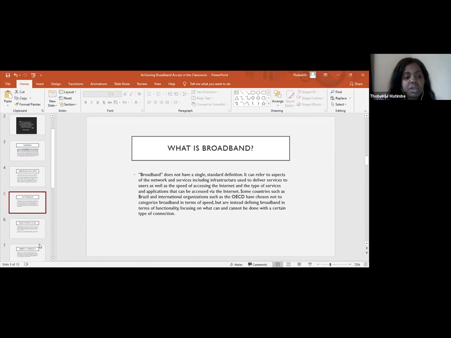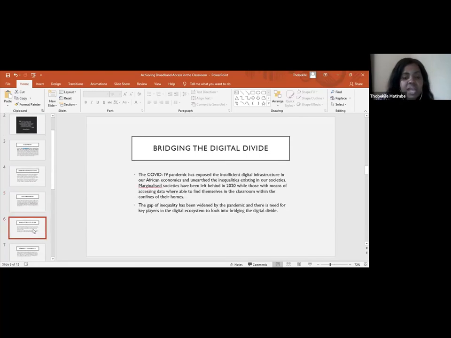So how can we ensure that we have good broadband? Before we even get there, let's look at what the problem is with not having access to broadband. You find that when we don't have that access, we are having an increase in inequalities within our societies. So we need to be able to bridge the digital divide.